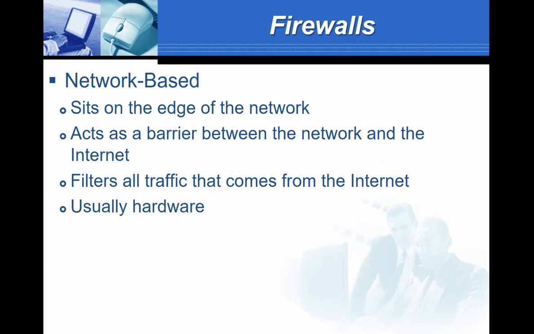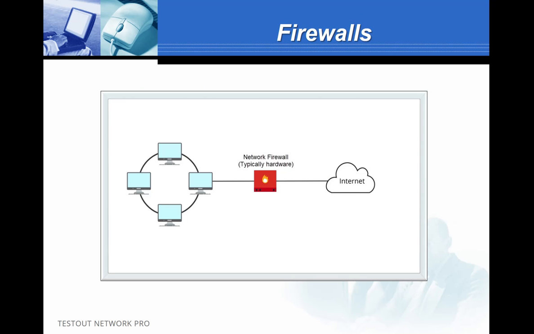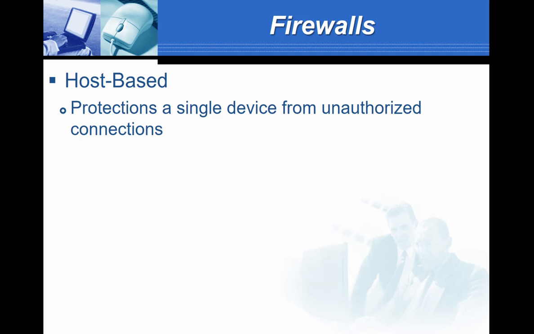So we have the network-based firewall again. It sits on the edge of the network. It acts as a barrier for the network, and it filters all traffic that comes from the internet, but it also can filter traffic going out. And again, it's usually hardware. This is what it looks like. So you have your little network with the 4 computers, and then you have a firewall, and then you get to the internet.